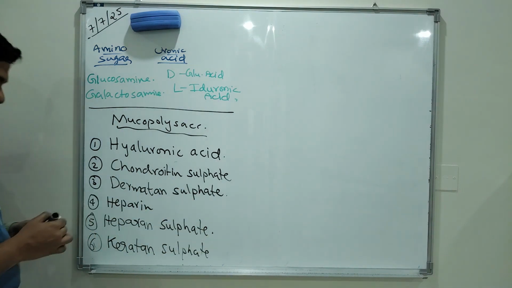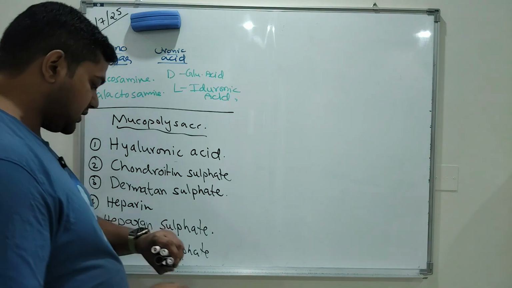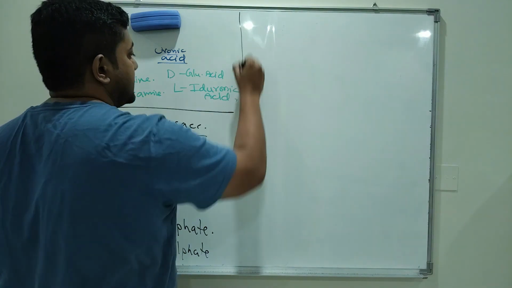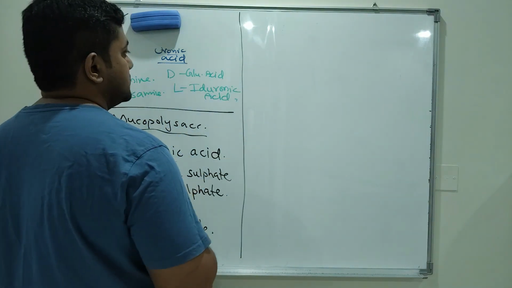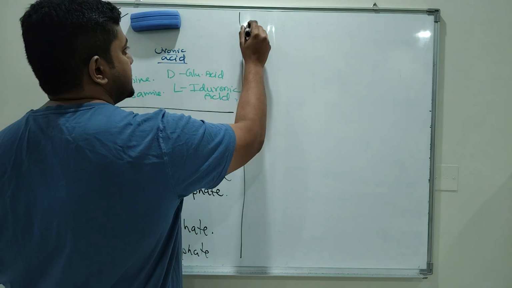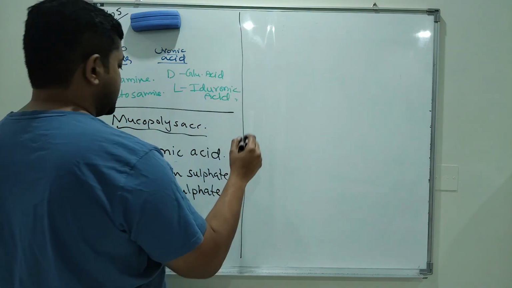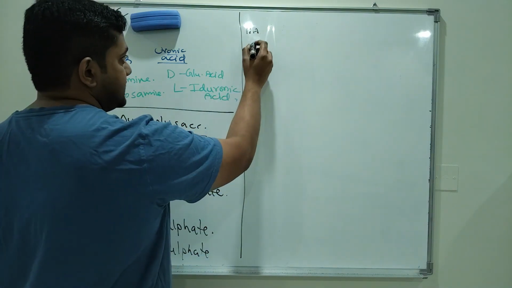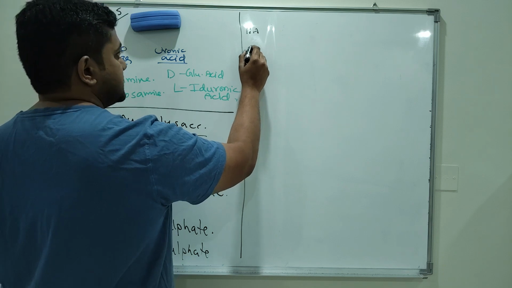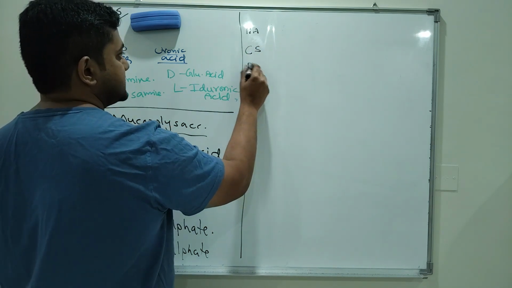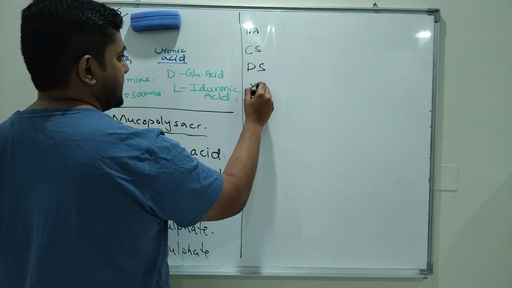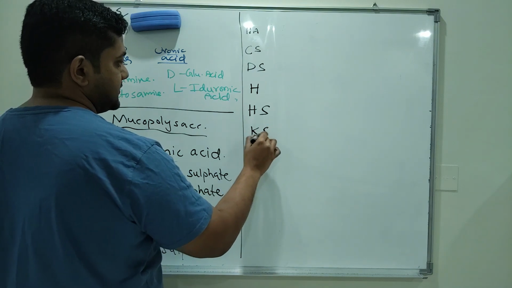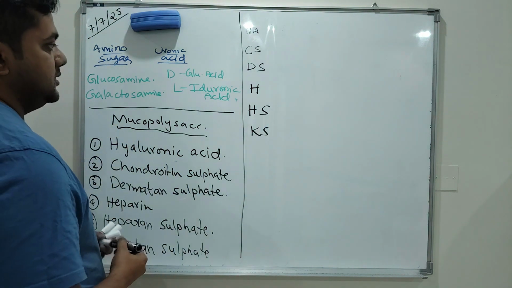Now we'll learn the composition of each, where they are distributed, and the main function. We'll create a table for this. First, the mucopolysaccharides: the first is hyaluronic acid, which we'll denote HA. Next is chondroitin sulfate, then dermatan sulfate, then heparin, then heparan sulfate, and keratan sulfate.